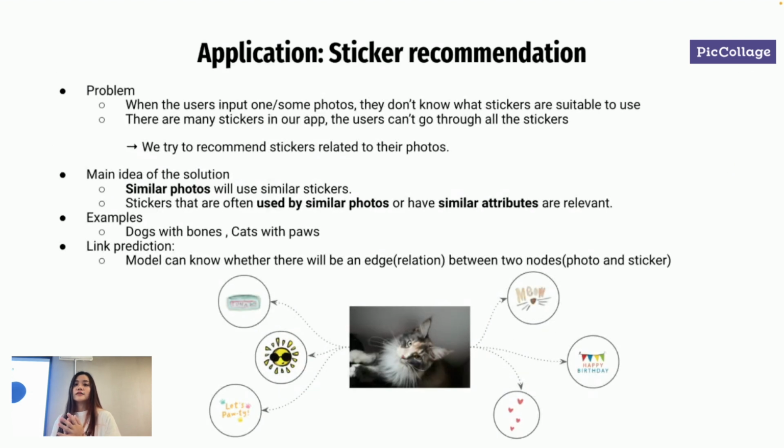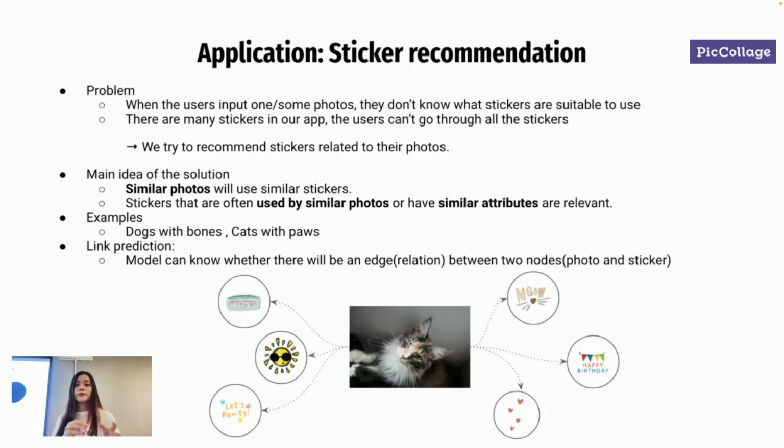So here comes the application. It's called sticker recommendation. The problem we try to solve is that when the user inputs one or some photos, they don't know what stickers are suitable to use. And we have so many stickers in the app, so usually the user cannot go through all the stickers. So we try to recommend stickers that are related to their photos. The main idea of our solution is that similar photos will use similar stickers, and stickers that are often used by some photos or have similar attributes are relevant.